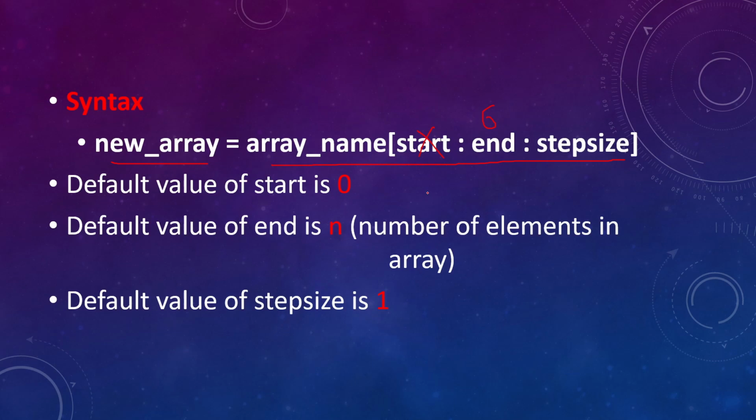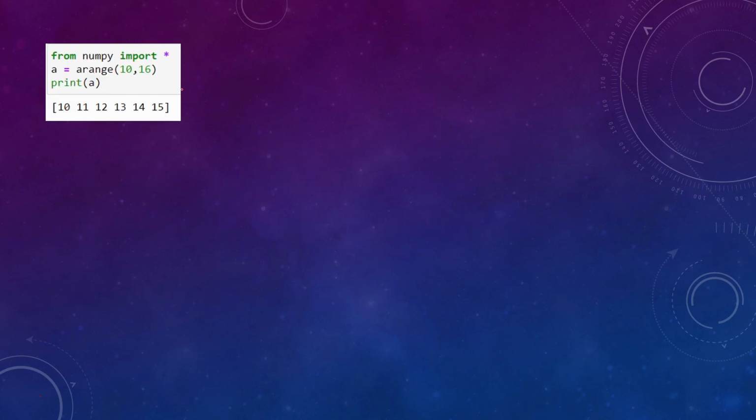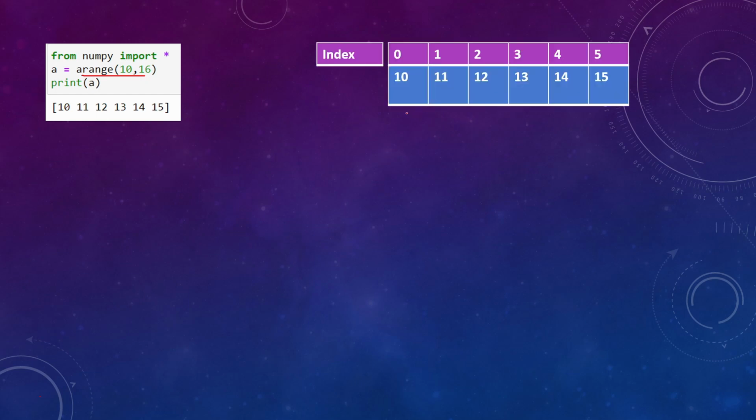Now let us understand slicing with various examples. To understand slicing, first we need to create an array. Here we are creating an array using the arange function. If you have not watched my previous videos where we discussed the arange function, you can watch those. Here we will get an array of 6 elements, the first element will be 10 and the last element will be 15. This is what our array will look like.